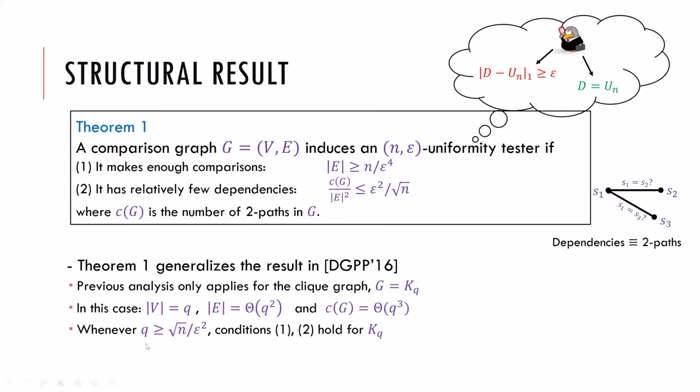Then an easy calculation that I'm not going to go over shows that both condition 1 and condition 2 actually hold for a clique of size Q, and this immediately guarantees us that this is a good uniformity tester. So good, our theorem actually generalizes the previous analysis.